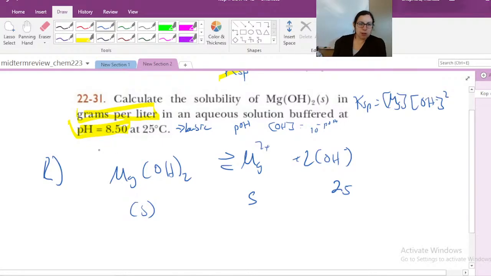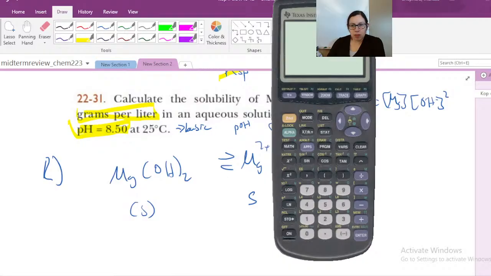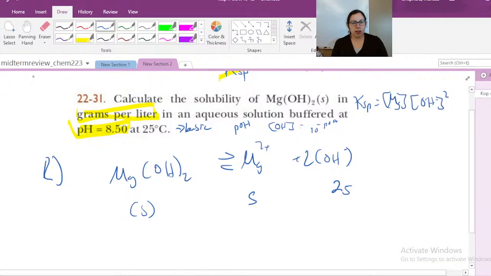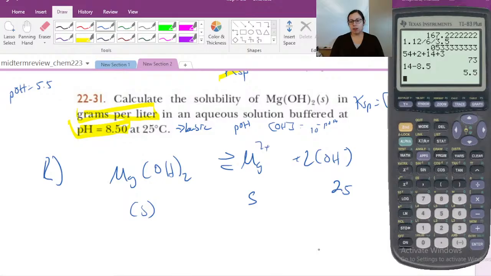And again, you could have solved the H plus concentration first, then gotten hydroxide as well. So let's do that. 14 minus 8.5 gives us our pOH. I'll just write that. So our pOH is 5.5 then. And now let's take 10 to the power of that to get our hydroxide concentration.